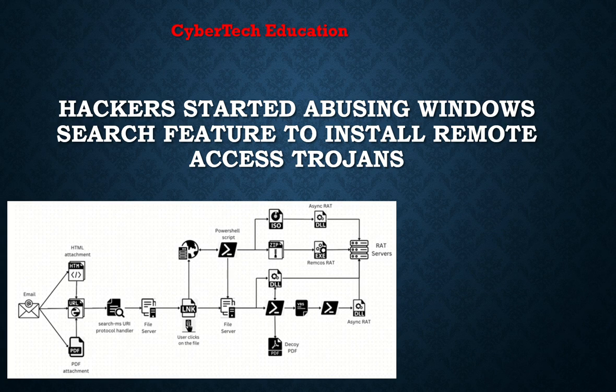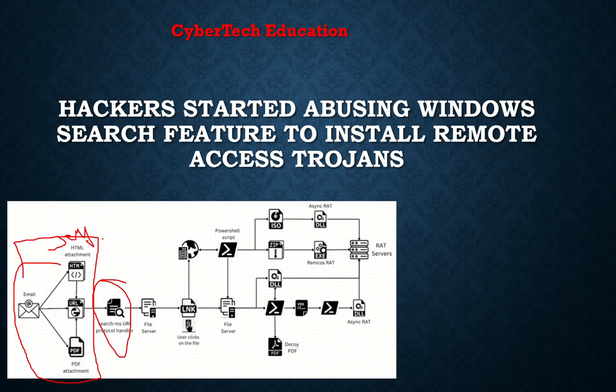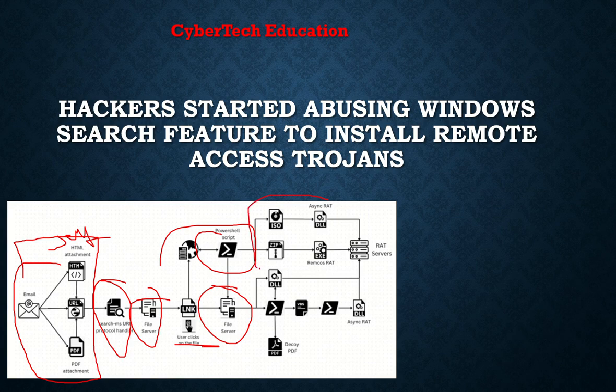This is how the scene is, where the actor who performs this activity, through attachments, URLs or HTML platforms, uses this protocol, the search-ms protocol. In simple terms, the search-ms protocol, through which a file server is involved. If the user clicks it, it usually redirects to some scripting shell where the file servers are involved, and through this the attackers can gain access through the Trojan.